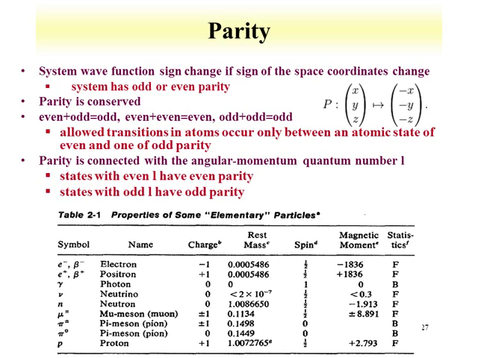And here's an overview of some of the data for elementary particles, particularly charge and spin information, and whether the statistics are Fermi or boson.